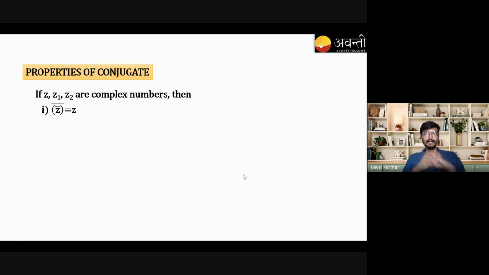So yeah, let's study the conjugate. If we take the conjugate two times, obviously we'll get the complex number itself, common sense way. So the conjugate of z bar, the whole bar, is equal to z.